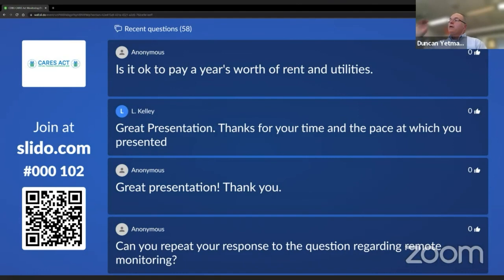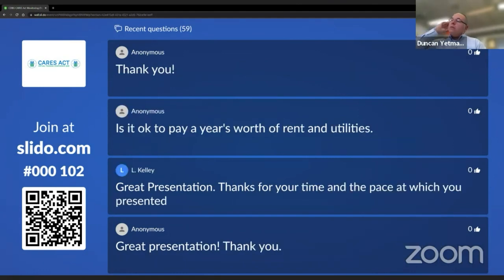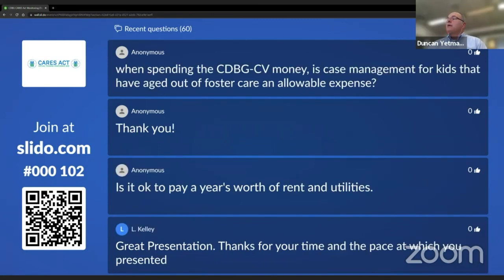Is it okay to pay a year's worth of rent and utilities? Again, it depends on the circumstances in that case. We did talk, I think, in the previous session about the case of arrearages and how that may work in terms of paying for rent and utilities. I'll leave it to the information about that particular question in that session to address that. And we'll be addressing it later this week in all likelihood in the basically CDBG course.